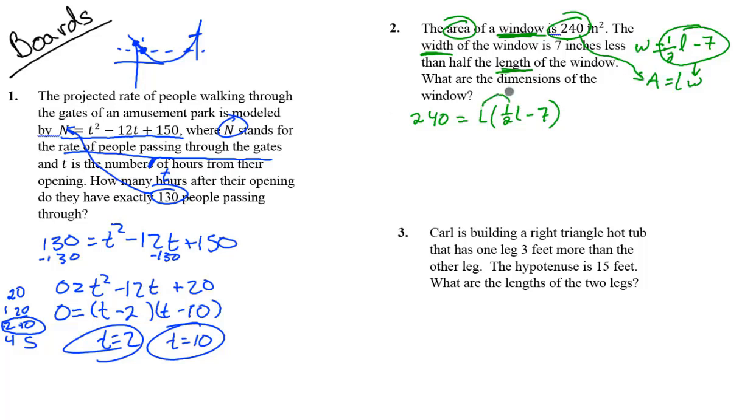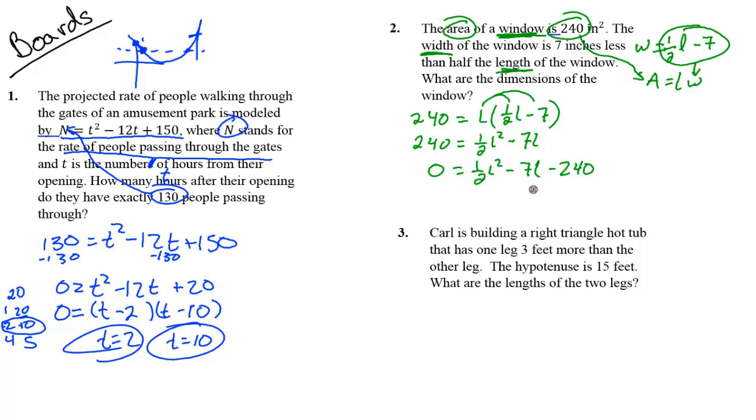But now we're not in chapter 2. You can tell because when we distribute that out, we get 1/2 L squared minus 7L. And that is a quadratic equation. We've got to follow the steps given here in chapter 5. So step number 1, get it equal to 0. We've got to use those 0 multiplication tables. 0 equals 1/2 L squared minus 7L minus 240.